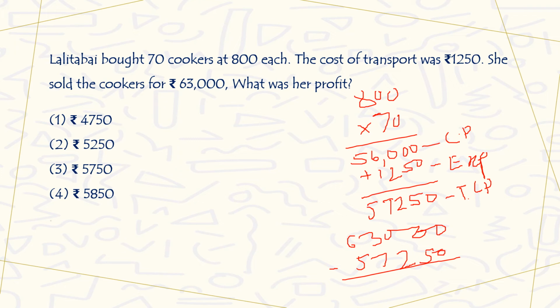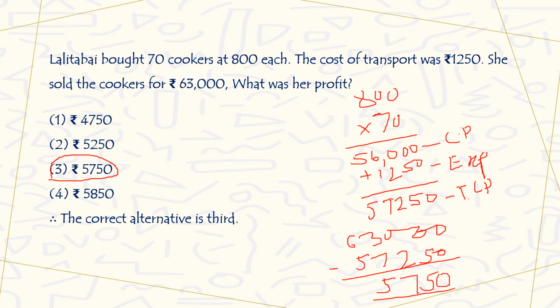So the correct alternative is 5,750. That is option number 3. When you subtract these two numbers, you will get 5,750 rupees of profit she has got. Okay, you should know the formulas of profit, finding out profit. How can you do that? If there is some expenditure, you have to add that. You have to remember that also. Okay.